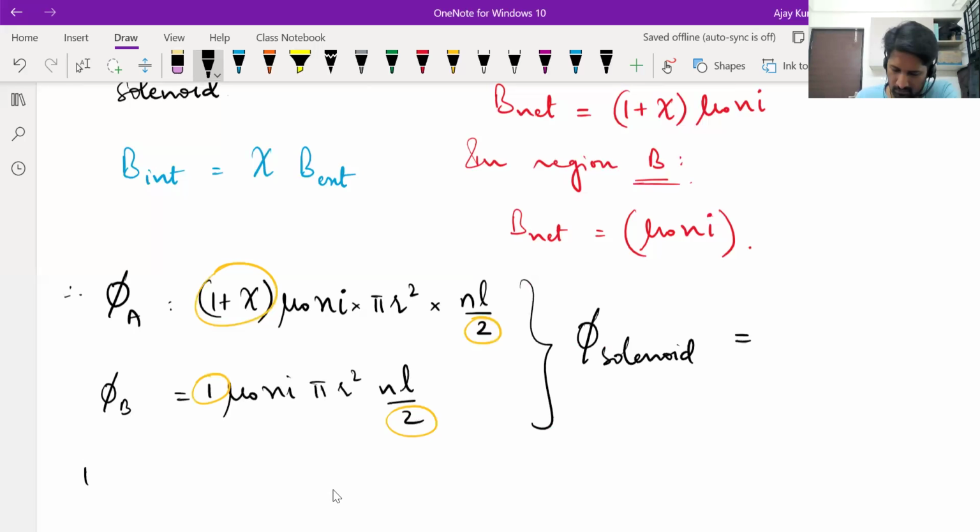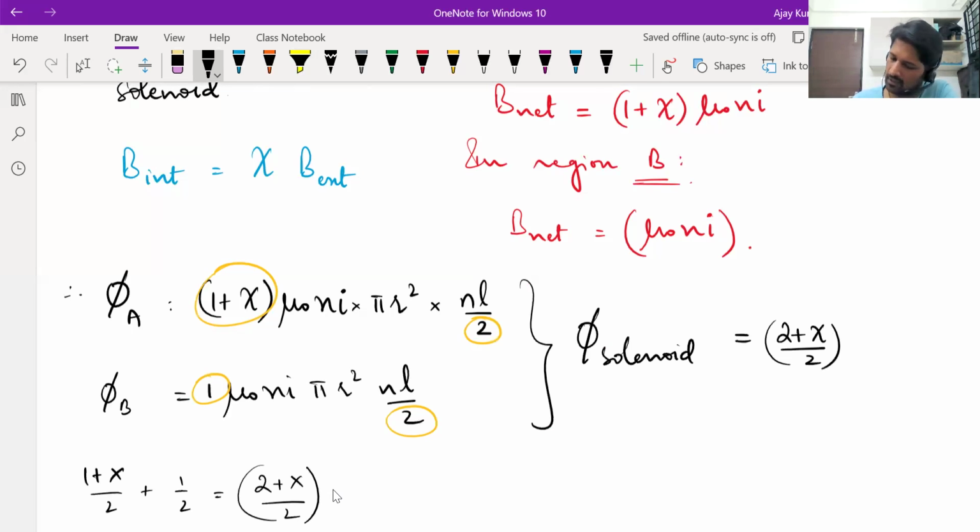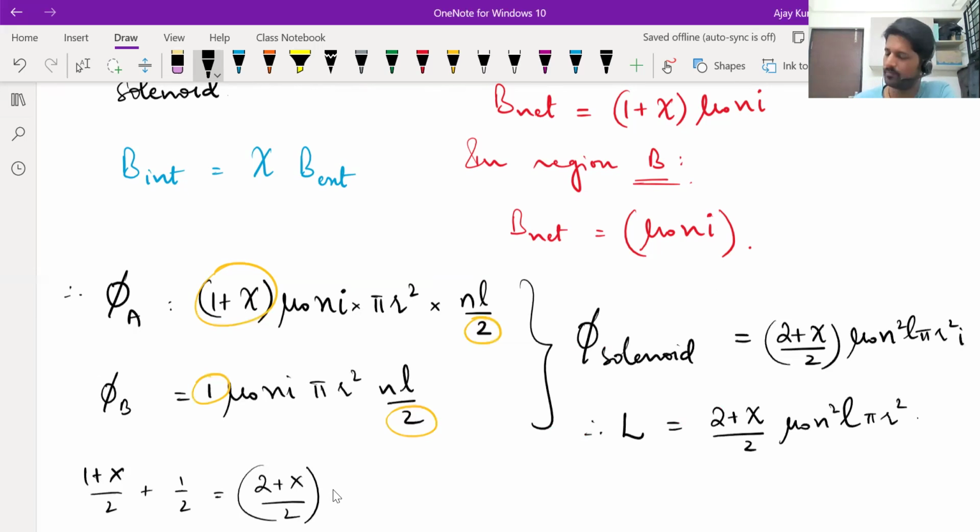Okay, 1 plus x by 2 plus 1 by 2 can be written as (2 plus x) by 2. So the total flux in the solenoid becomes (2 plus x) divided by 2 into mu naught n square L pi r square I. Therefore, the inductance of this solenoid becomes (2 plus x) divided by 2 mu naught n square L pi r square. That's the total inductance of this partially filled solenoid.